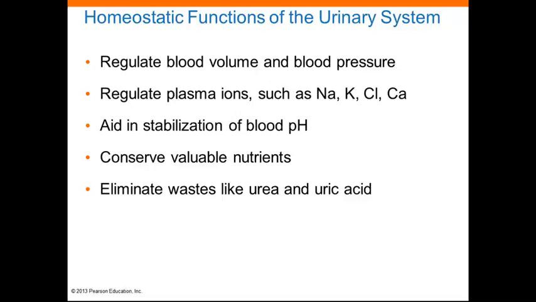By controlling the quantities of sodium, potassium, chlorine, and calcium lost in urine, the urinary system can regulate plasma ions. Nutrients like glucose and amino acids are conserved, not excreted, while organic wastes like urea and uric acid are eliminated by the urinary system. And we'll spend a large part of this lecture focusing on these homeostatic mechanisms.